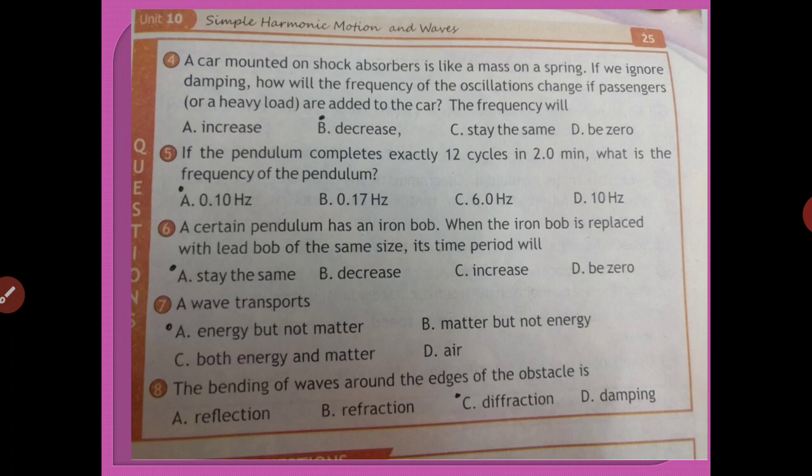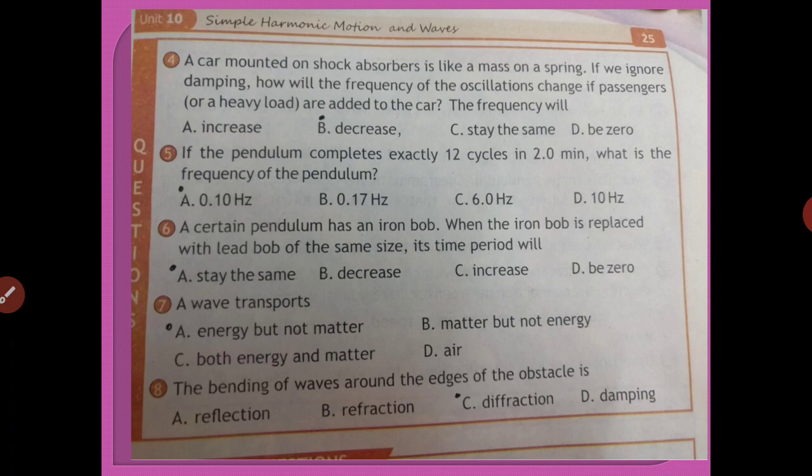Now the sixth one: a certain pendulum has an iron bob. When the iron bob is replaced with a lead bob of the same size, its time period will... If you have a pendulum and in that pendulum the bob is an iron bob, and you replace the iron bob with a lead bob, but the mass of both is the same, and the size of both is the same, what will be its effect on the time period? You know that time period depends on mass, but if the masses are the same, it means the time period will remain the same. So option A, stay the same, is the correct option.